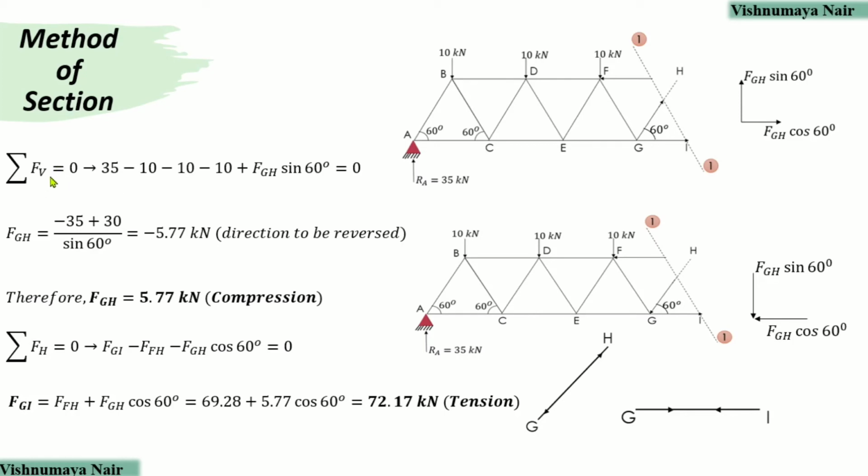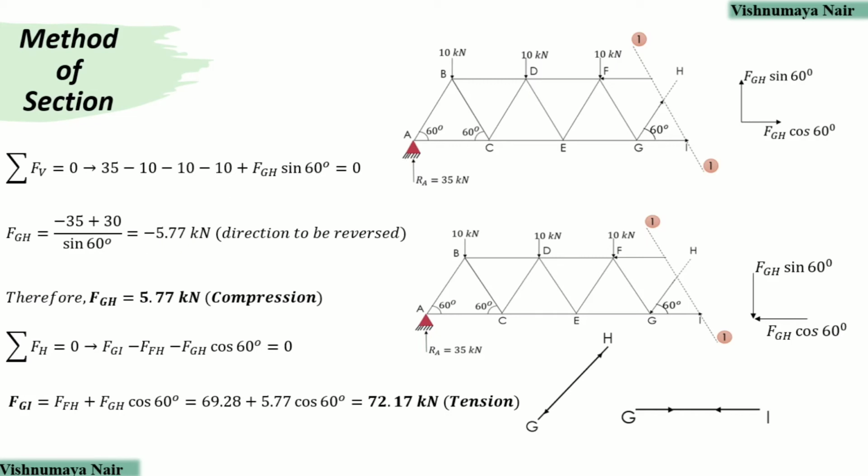Now let's consider the equilibrium of the vertical forces. So summation Fv will be equal to 0. And let's assume all the forces in the upward direction to be positive and forces in the downward direction to be negative. Therefore, plus 35 minus 10 minus 10 minus 10 plus FGH sin 60 will be equal to 0. Therefore, FGH will be equal to minus 35 plus 30 by sin 60, which is equal to minus 5.77 kilonewton.